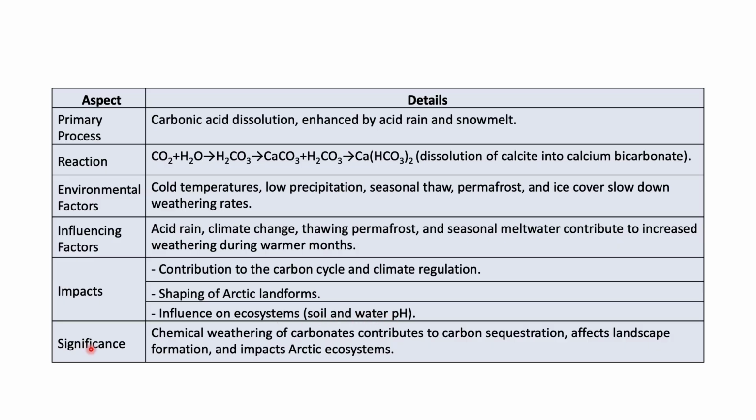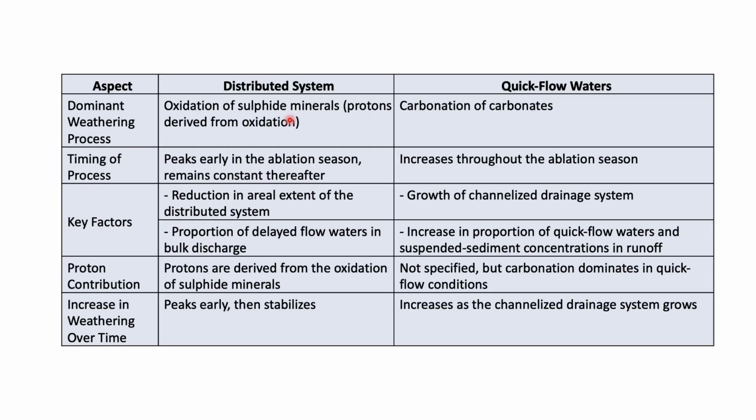So what is the significance of chemical weathering? The chemical weathering of carbonate contributes to carbon sequestration. It also affects landscape formation and it impacts Arctic ecosystems. So there are two major systems. One is the distributed system, another one is quick flow waters. So we will look at how the weathering happens in these two different systems.